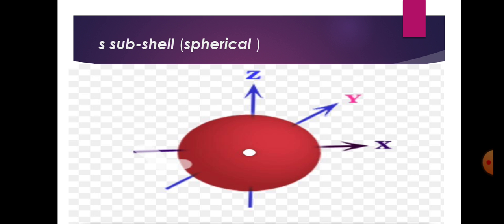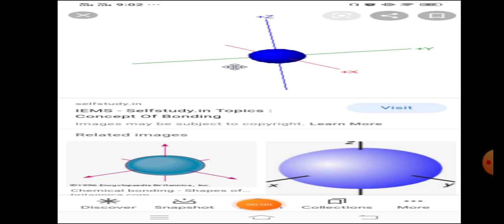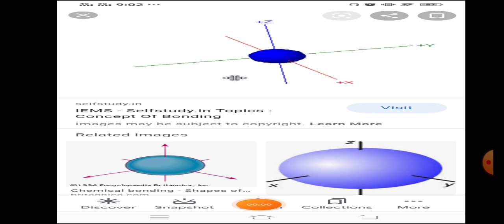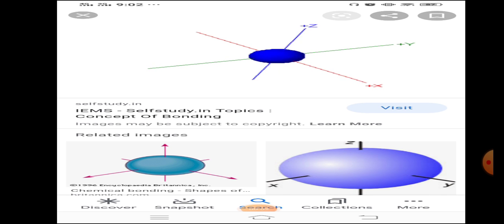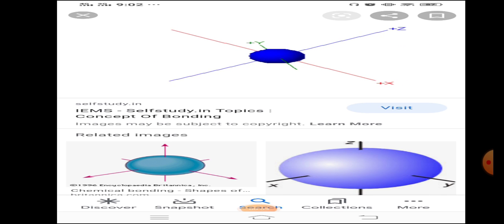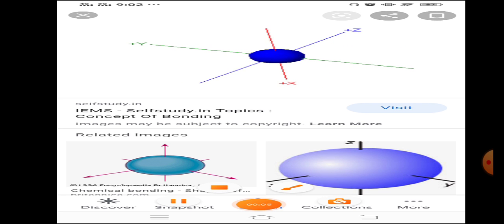As you can see, it is a spherical shape, and these spherical shapes are oriented along the x-axis, y-axis, and z-axis. Now you can see on your screen in this video that this is the s orbital, and it moves along the x-axis, y-axis, and z-axis.